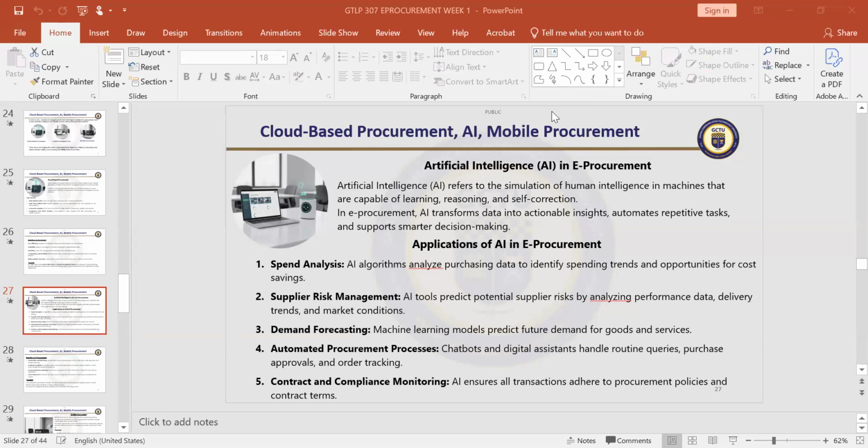Because, as I say, AI transforms data into actionable insight. So all the data that is being fed into the computer system, you put them together and collate everything and give you information which will enhance your decision making. So application of AI in e-procurement, it enhances spend analysis. AI algorithms analyze purchasing data to identify spending trends and opportunities for cost savings.